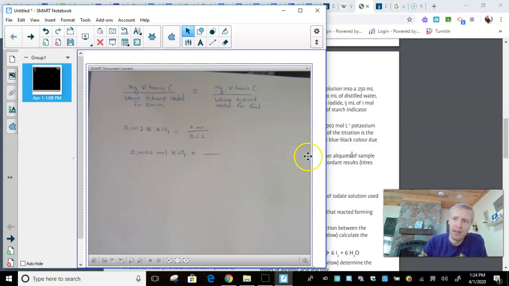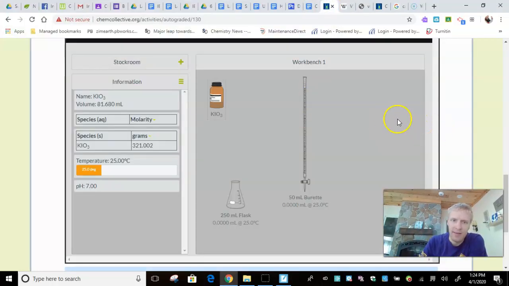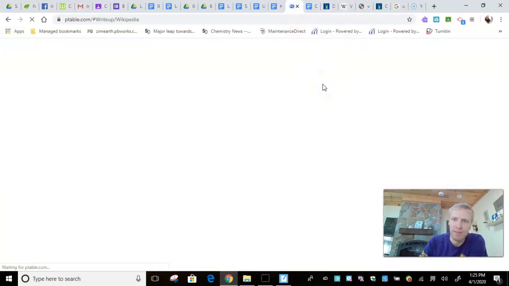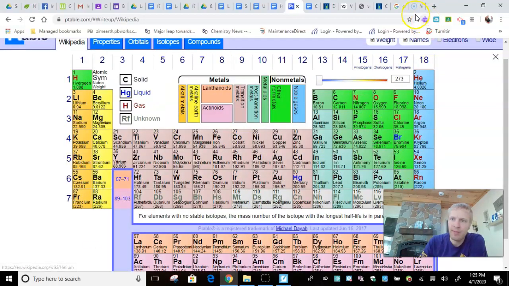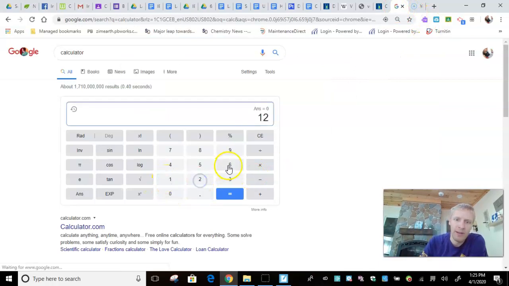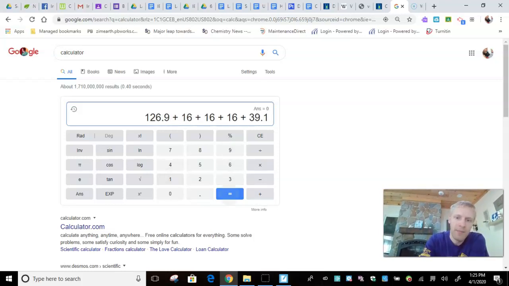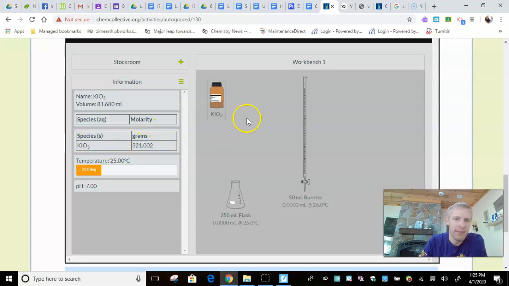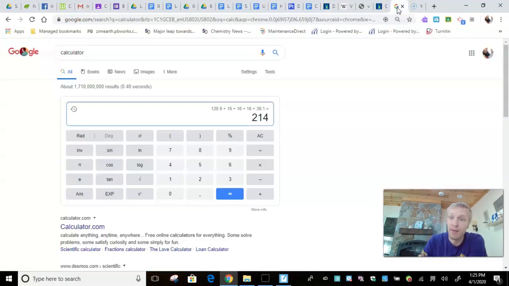They do save us some time in this lab, and they say that the, oh, they don't say it here. They do. KIO3, 321. Let's just double check that. I don't trust it. Iodine is 126.9. IO3, and we got plus 16, which is the atomic mass of your three oxygens. And then 39.1 is potassium. 214. All right, I thought that was kind of fishy. Not sure what that is. Maybe that's the total sample in their box. Okay. It's always good to double check. 214.